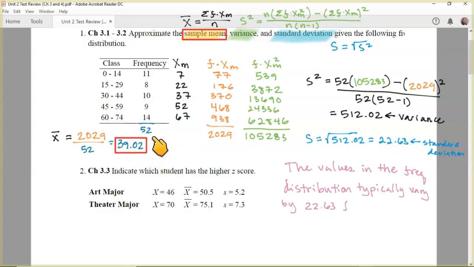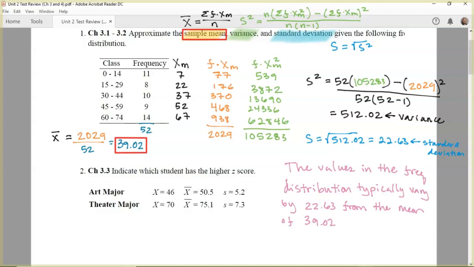So if we actually knew what each value was and we compared those values to the average, then for the entire distribution, they would typically be about 22.63 units away from the mean, either above or below. So that is a relatively higher standard deviation, but we look at the distribution and it's pretty evenly spread out, right? We go from 11 values to 8 values to 10 to 9 to 14. So it's a pretty even spread of how the numbers are in the distribution.